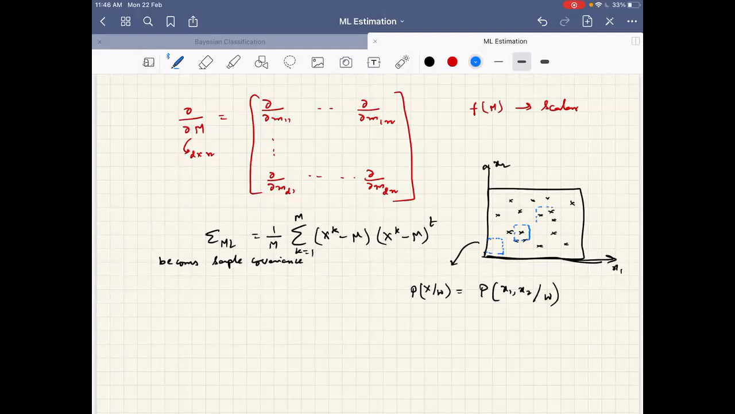To find out, see what I want to do. What does P of x given omega, or P of x1 comma x2, indicate? Given omega, let's leave it. Indicates what? I need some answer. What does P of x1 comma x2 indicate?